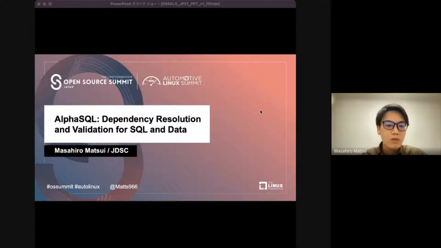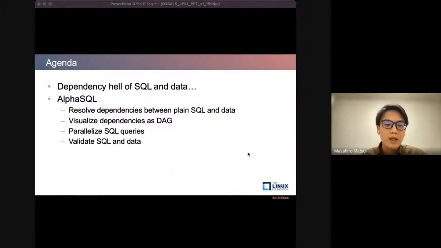I'd like to share a roadmap of what I'm planning to cover today. This talk will be divided into two parts. The first point is the problems of SQL and data I wanted to solve using AlphaSQL. And the second point is the introduction of AlphaSQL, which can be used for resolving dependencies between plain SQL and data, and visualizing dependencies as a directed acyclic graph, parallelizing SQL queries and validating SQL and data. By the end of this talk, you will be familiar with the problem of SQL and data, and will be able to easily solve those problems using AlphaSQL.